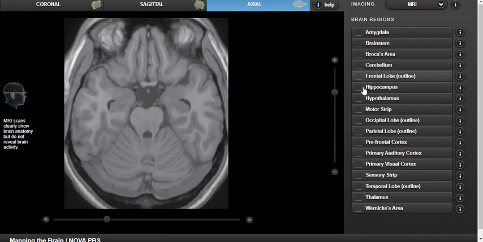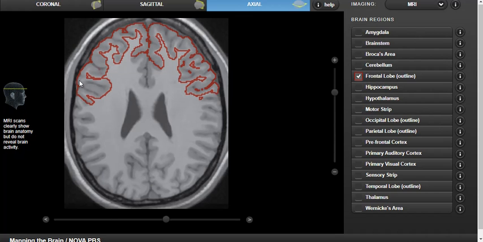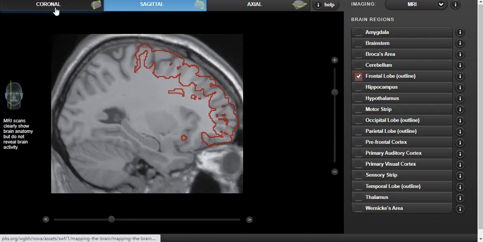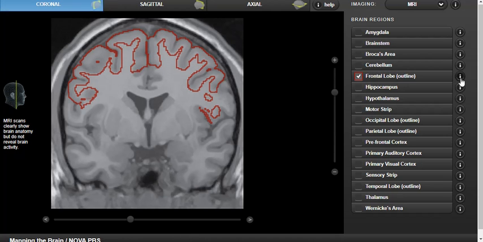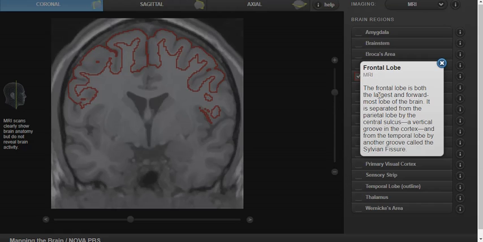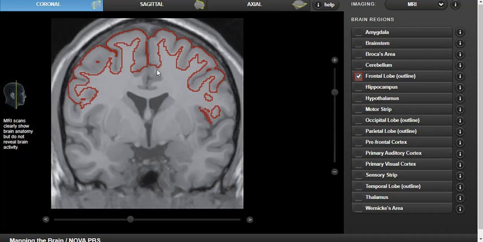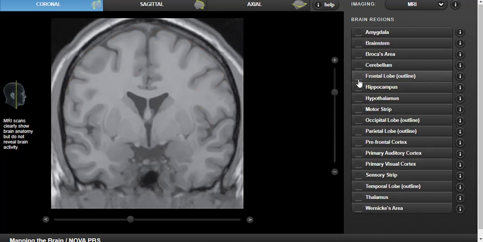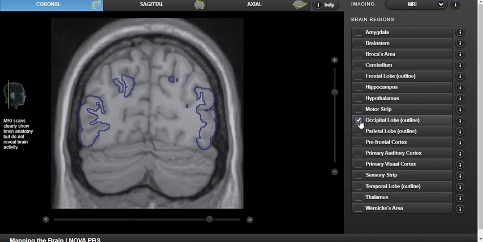The next is the frontal lobe. It kind of looks like it's at the front of the brain, so we're looking at it here. So it's both the largest and forwardmost lobe of the brain. It's separated from the parietal lobe by the central sulcus, and from the temporal lobe by another groove called the Sylvian fissure. So this is right behind where your forehead is, and behind your eyebrows, and it's very big.